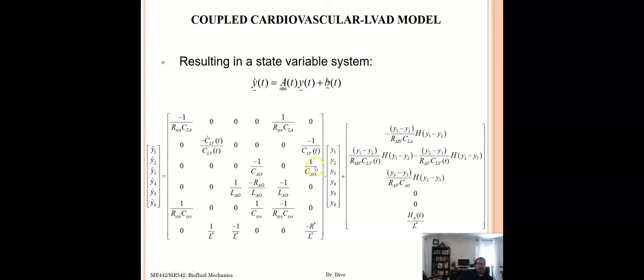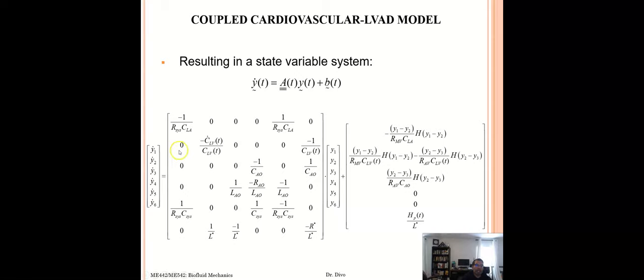Now, equations 2 and 3 are the same as before, except that they have an additional coefficient that multiplies Y6, the new state variable, the flow of the pump.